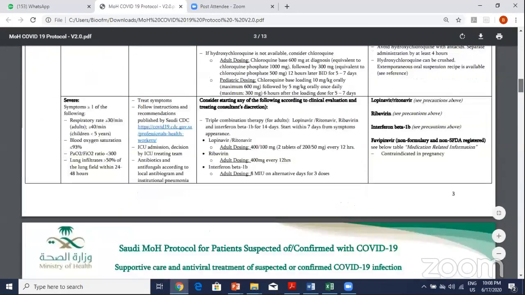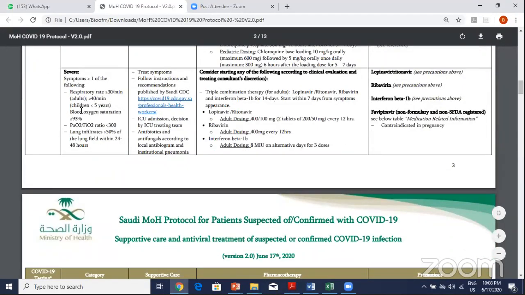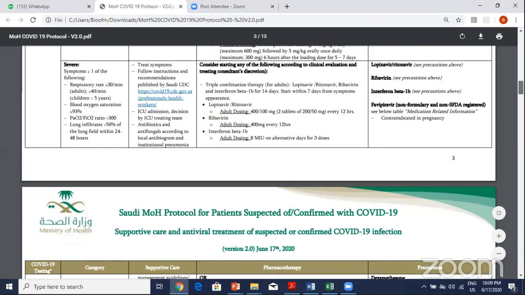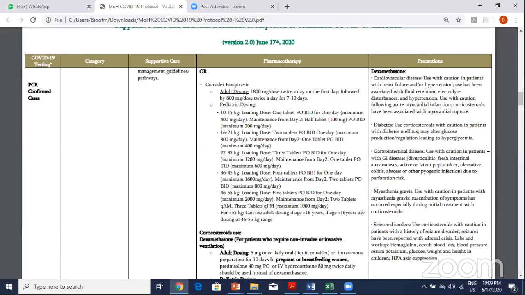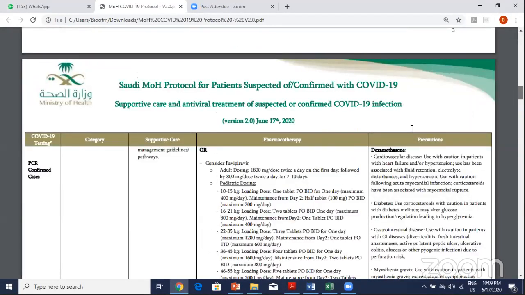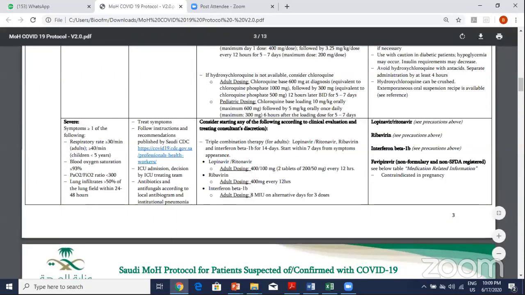Regarding severe cases, those with respiratory signs and symptoms, oxygen saturation is less than 93. By the way, it's 90 here in our protocol. PaO2/FiO2 ratio is less than 300, lung infiltrates more than 50%, and respiratory rate more than 30. Now we will start with triple therapy, no role for chloroquines here, and alternatively, we will start favipiravir. Mainly here in KSMC, we are using the triple therapy for those patients.